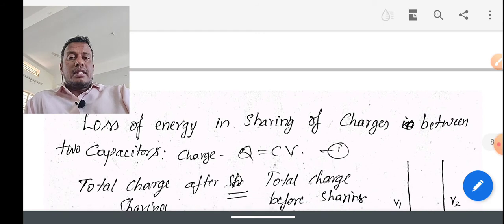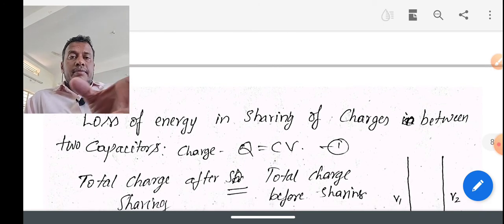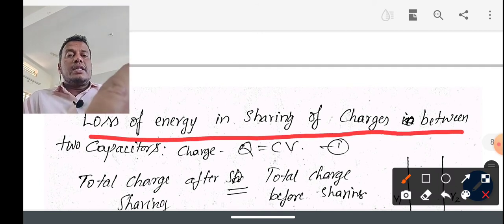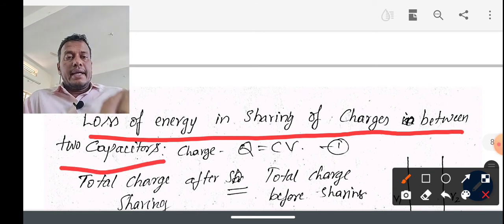This question may be asked. So how can we derive this equation? This is the headline: derive an equation for loss of energy in sharing the charges between the two capacitors. So let us derive this equation, loss of energy in two capacitors.